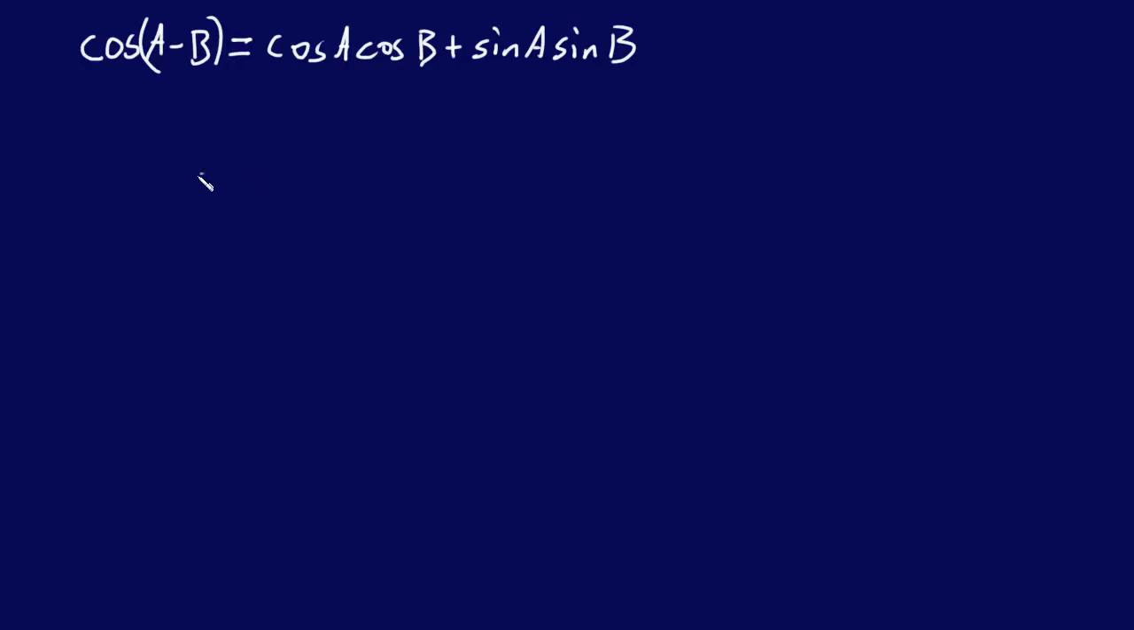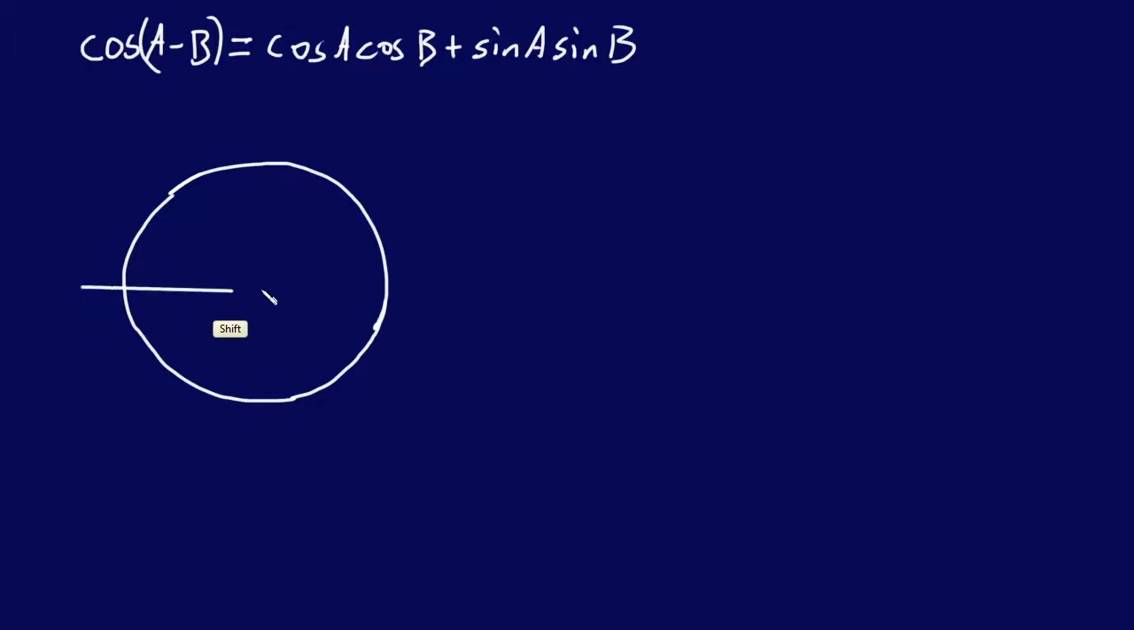So let me draw that out. Okay, so that's close enough. Okay, and on this unit circle we will draw two lines, each one being its own radius.